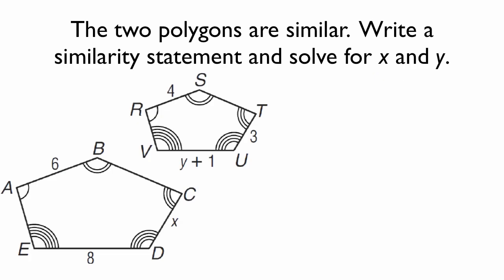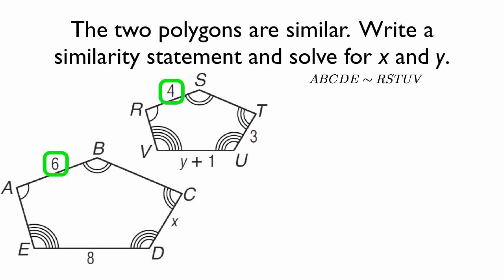Here we have two pentagons that are similar. We need to solve for x and solve for y. So we'll actually kind of solve two separate problems. First, let's write a similarity statement. If I say ABCDE, that would correspond with RSTUV, and we can see that by the congruence markings on those angles. So all 5 angle pairs are congruent.